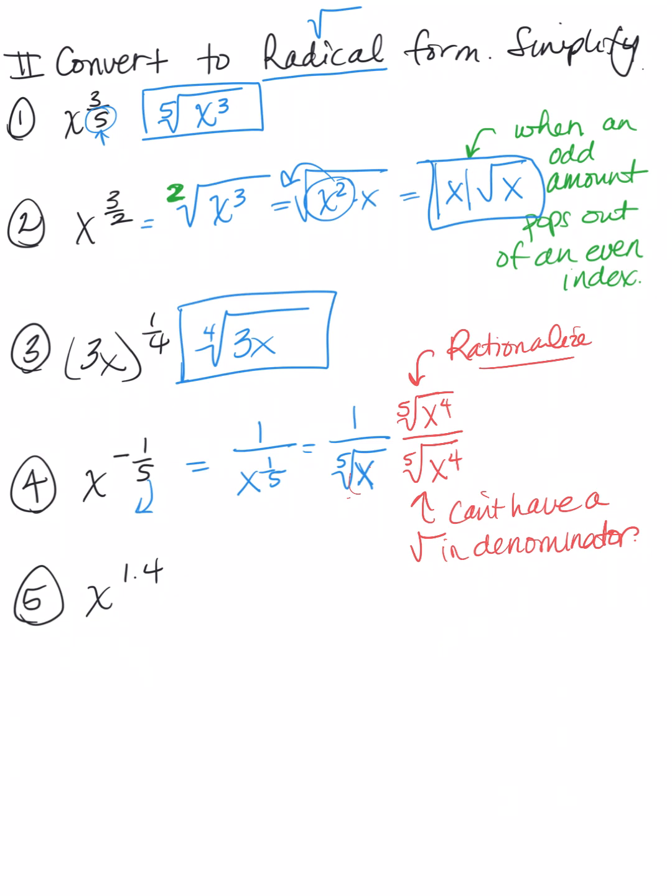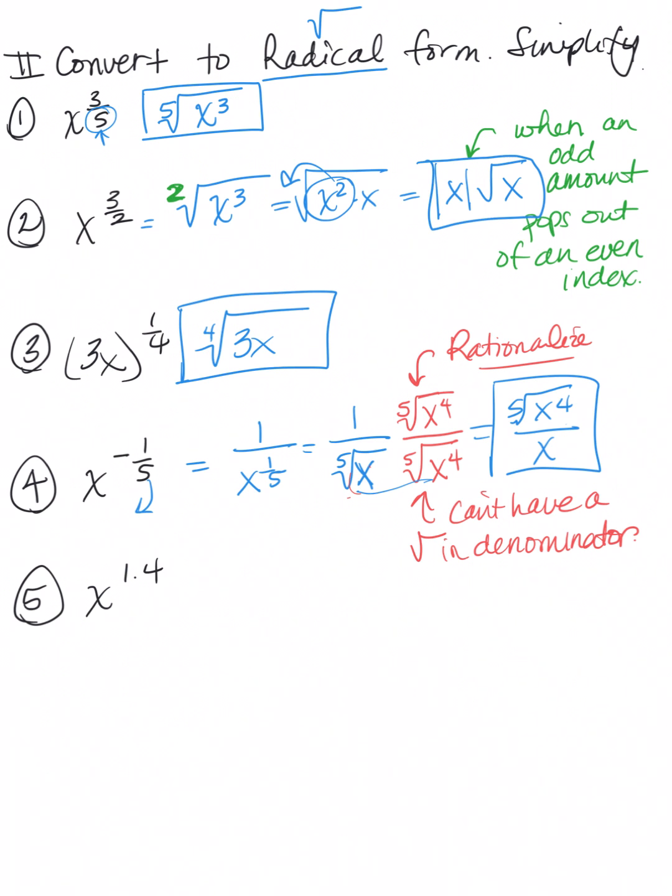All right, so how does this clean up then? Well, when I multiply this out, I have the fifth root of x to the 4th over, when I multiply these two, the fifth root of x to the 5th, which means I can take that x out. It's no longer underneath the root, and it's just going to be x. It's going to look just like that.